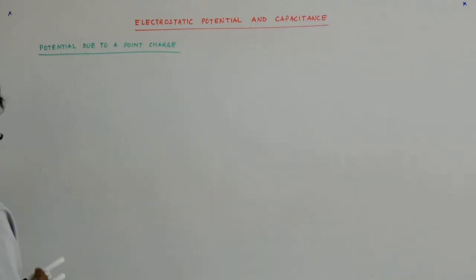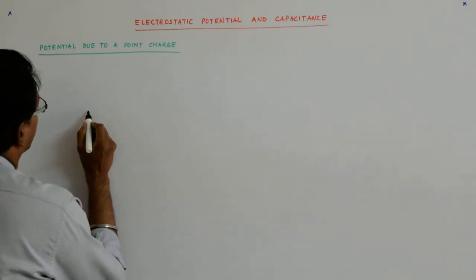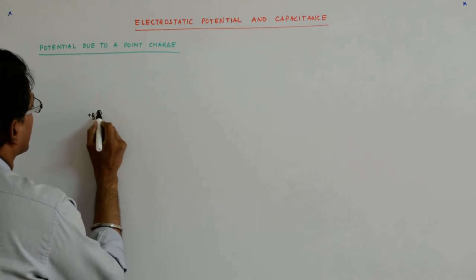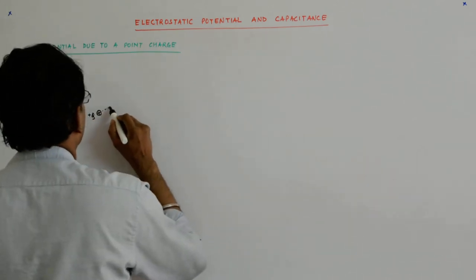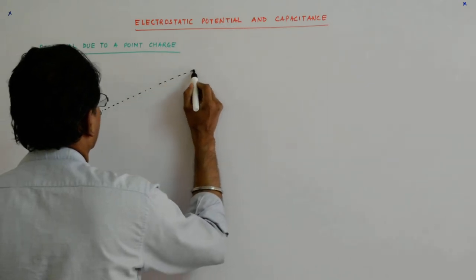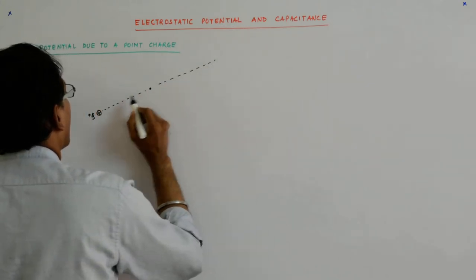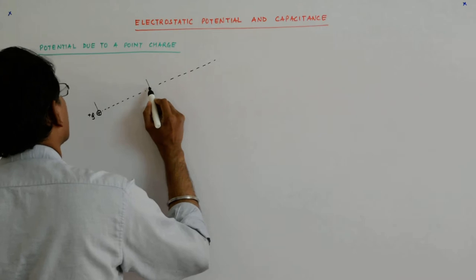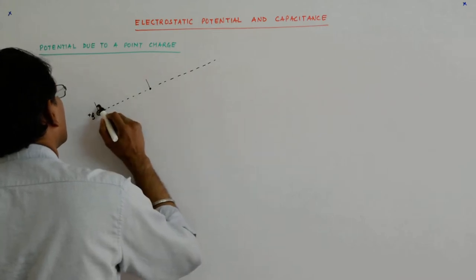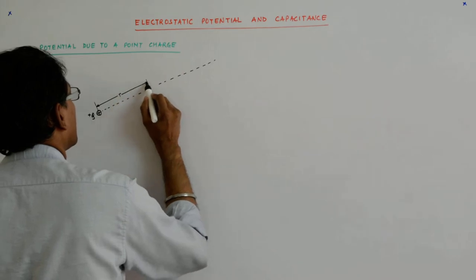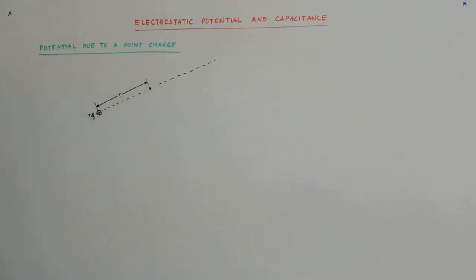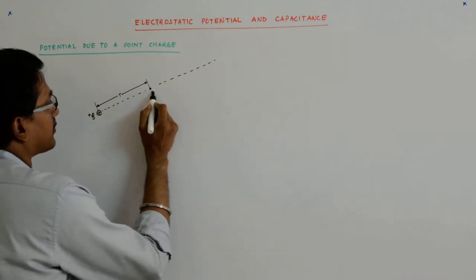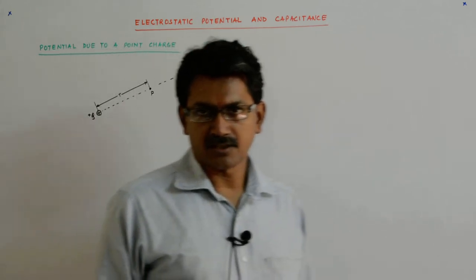So let's say I have a single point charge, say plus Q here. Okay? And I want to find out the potential at this point P. Understand?